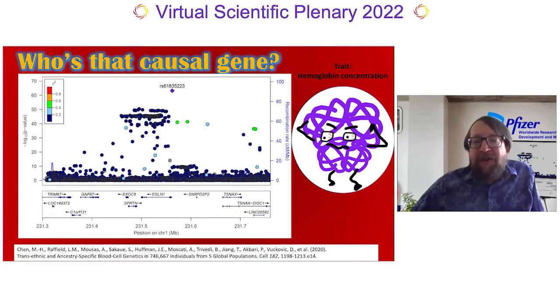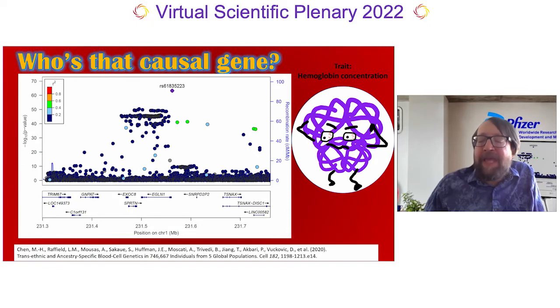So, to take a quick application of this, a quick game of who's that causal gene. This is a GWAS of hemoglobin concentration at a particular locus. And of course, like all loci, there are a lot of different genes that could be here. I posted this again to Twitter a few days ago, and within a few seconds, people responded with what is the correct causal gene, which in this case is EGLN1. And I'll explain that in a couple of slides.